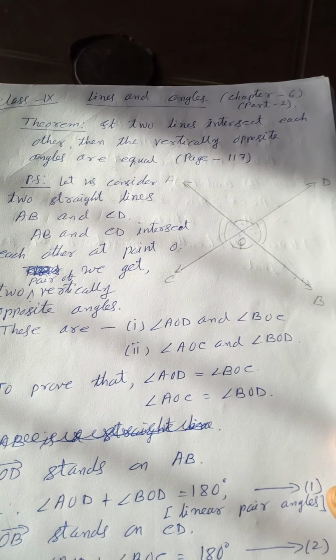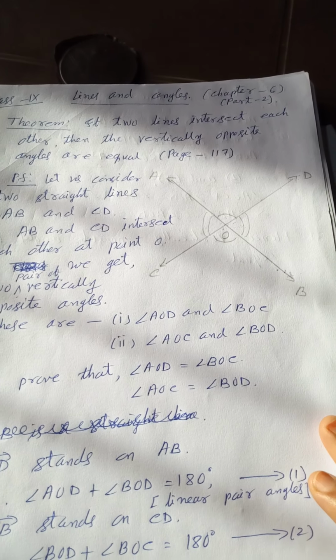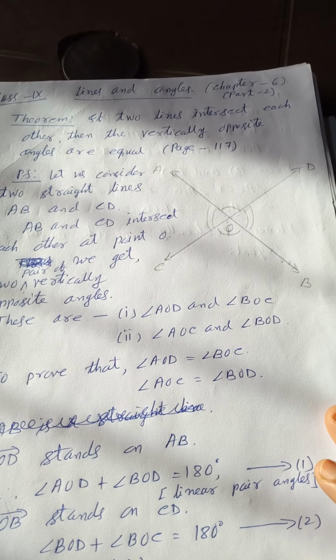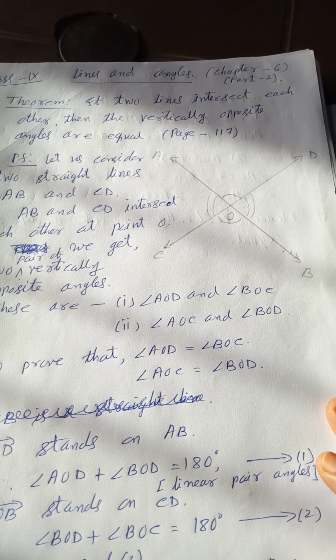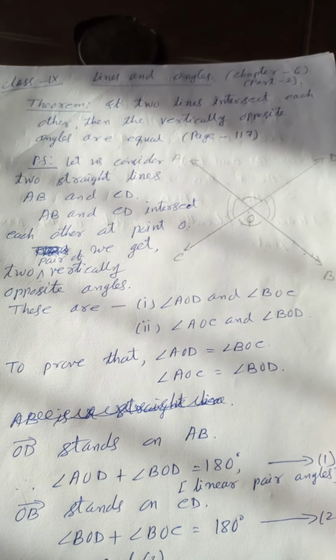Hello, this is the part 2 video on the lines and angles chapter. Today we are discussing the theorem: if two lines intersect each other, then vertically opposite angles are equal. You can find this theorem on page 117 of your NCERT textbook.